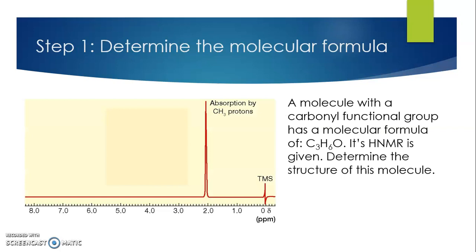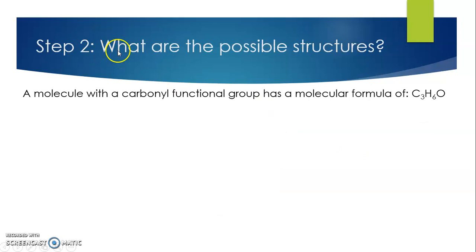Okay. So, let's see. The question is that a molecule with a carbonyl functional group has a molecular formula of C3H6O. Its HNMR is given here. Can you determine the structure of this molecule? Well, step 1 is to determine the molecular formula. It's already given. Yay!